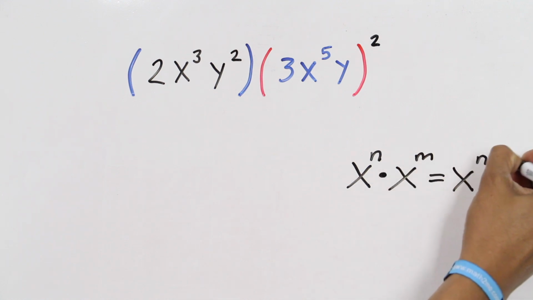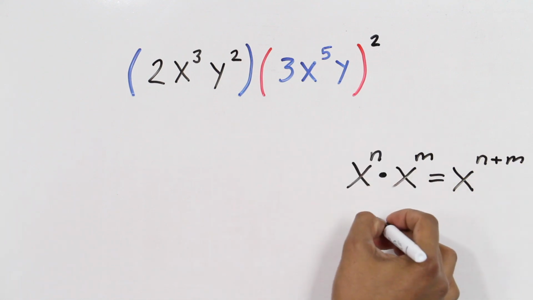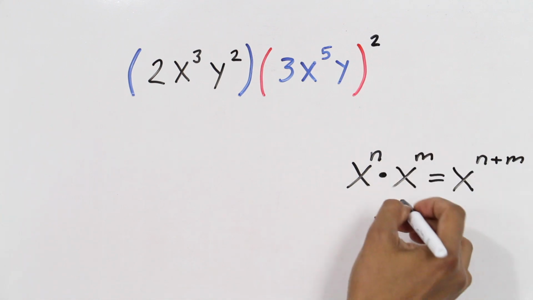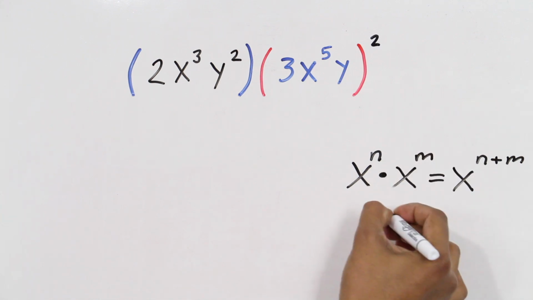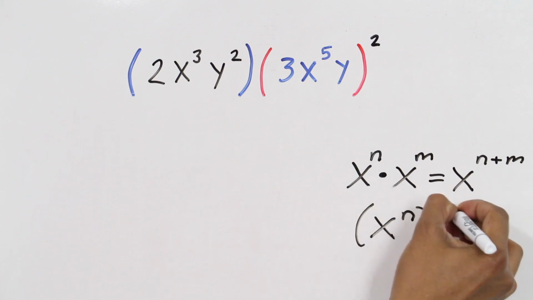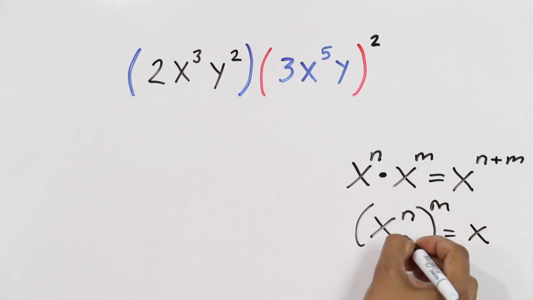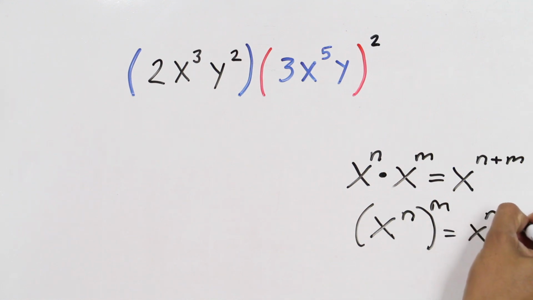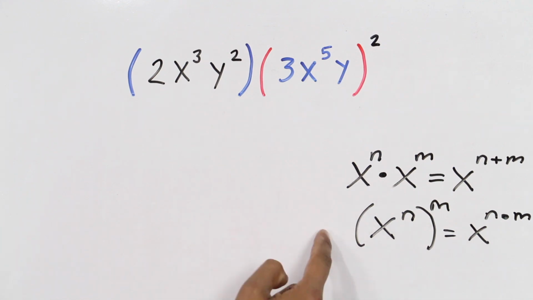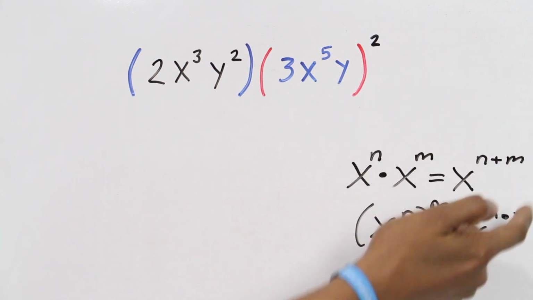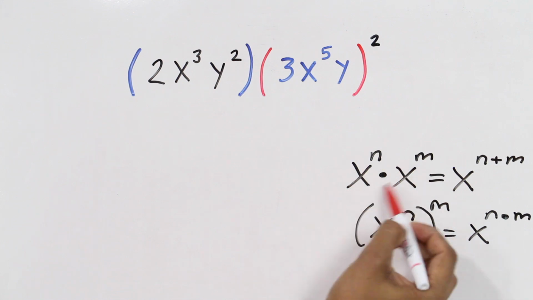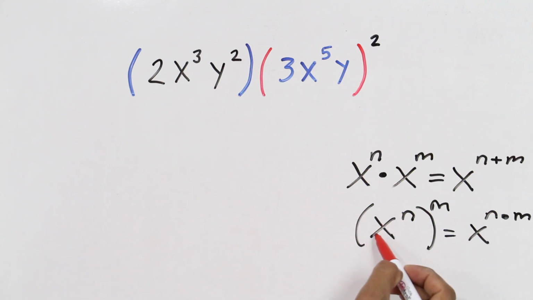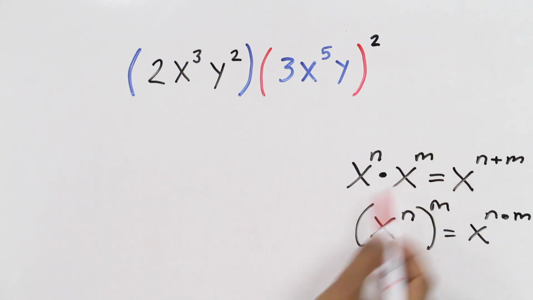to n plus m. Another rule to keep in mind is when you have a variable, for example x, raised to an exponent, for example n, raised again to another exponent, for example m, the answer will be: write again the same base, that is x, raised to the multiplication of n times m. As you can see, these two rules are similar, but at the end they are different. The first one is when you have a multiplication using the same base, and the second one is when you have an exponent raised to another exponent.